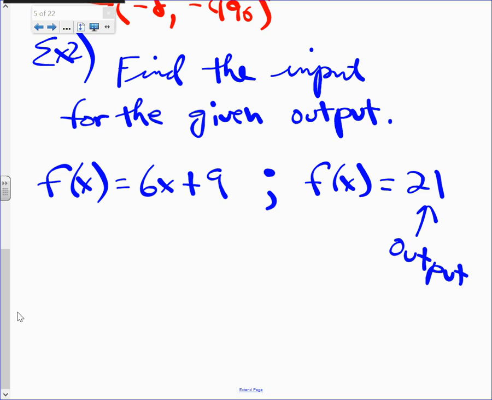Uh-oh. Plug in 21 for what? Oh, for x here? But that would be the input. Remember, x is always your input. For f of x? Uh-oh. Look at f of x. Doesn't that mean the output?